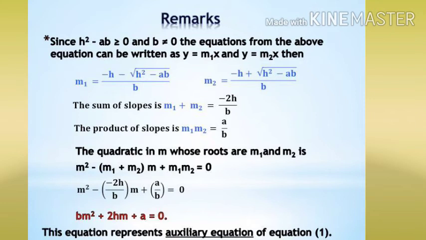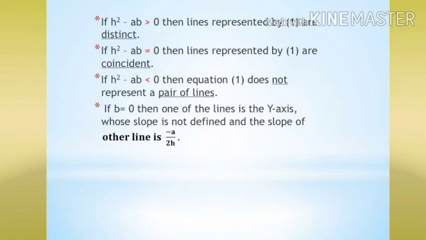Now this equation is called the auxiliary equation of your first equation, that is ax square plus 2hxy plus by square is equal to 0. So this equation gives you the two slopes of the lines passing through the origin. You can utilize this equation if you want to find the slopes of the lines.